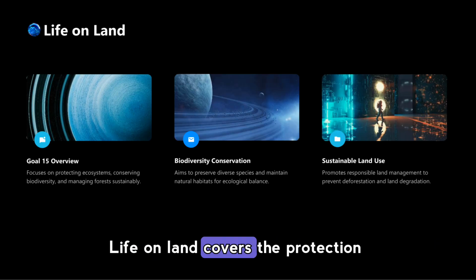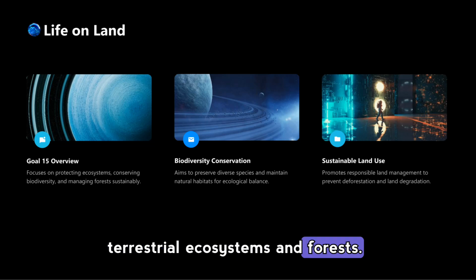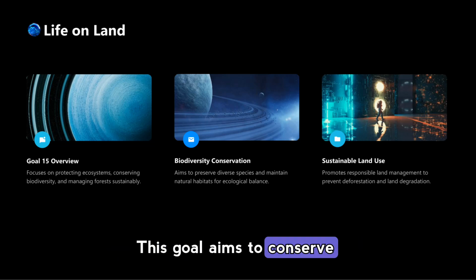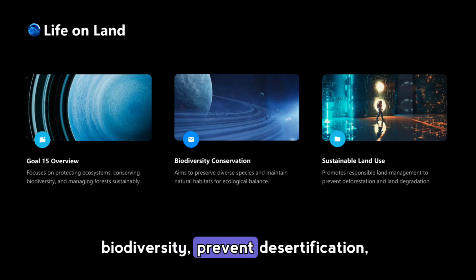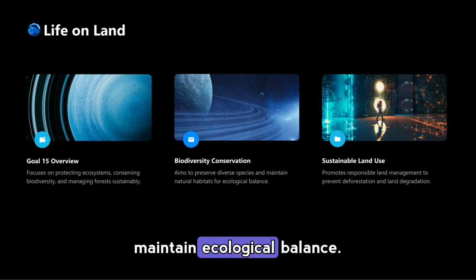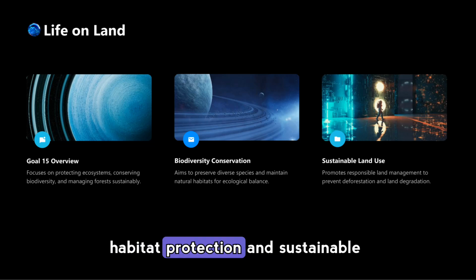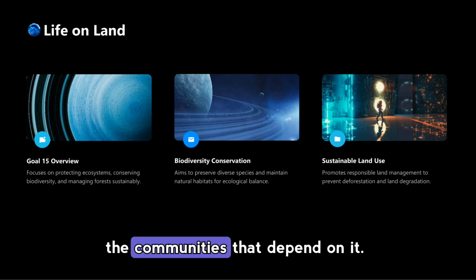Life on land covers the protection and sustainable management of terrestrial ecosystems and forests. This goal aims to conserve biodiversity, prevent desertification, and promote responsible land use to maintain ecological balance. Examples on this slide show how habitat protection and sustainable practices support both nature and the communities that depend on it.